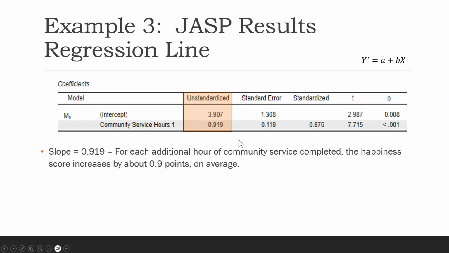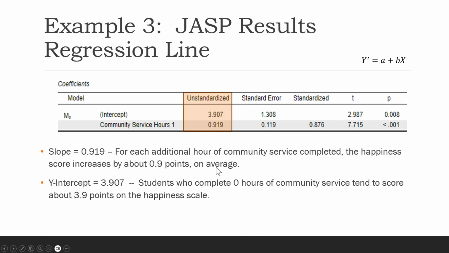All right. And so my slope is 0.919. Remember, your slope represents the change in y for a 1 unit change in x. My x here is community service hours, right? So I can say for each additional hour of community service completed, my y, or the happiness score, is expected to increase by 0.919 points, or units, on average. And I just rounded this 0.919 to 0.9 when I gave that interpretation.